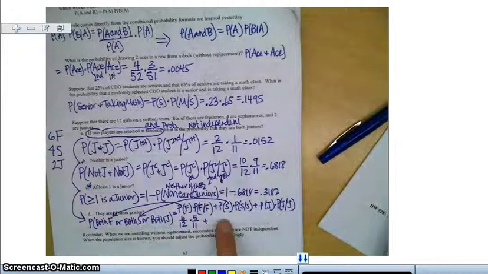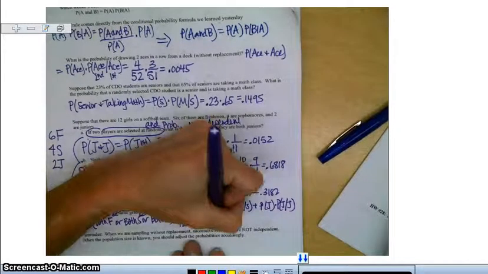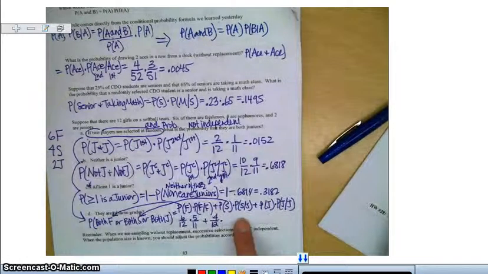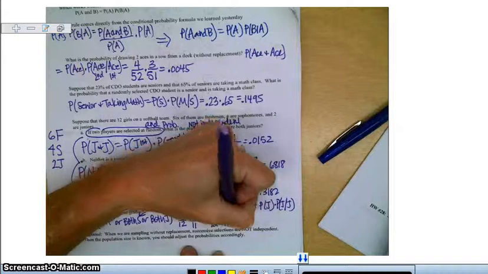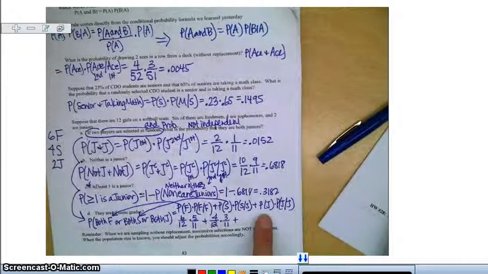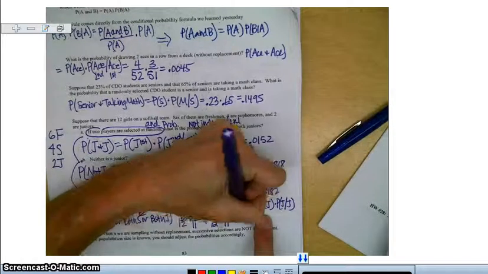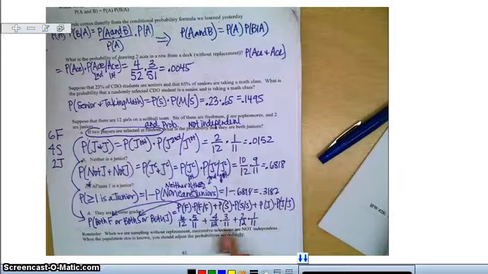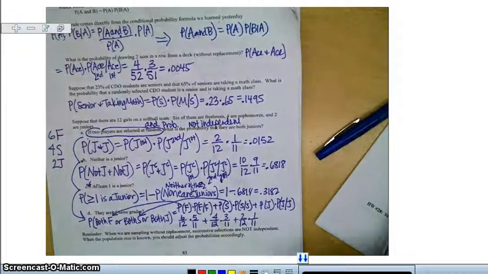Plus the probability of getting a sophomore would be 4 out of 12, times the probability of getting a sophomore second would be 3 out of 11. Plus the probability of getting a junior first would be 2 out of 12, times a junior second is 1 out of 11. So now we're just going to take 6 divided by 12 times 5 divided by 11 plus 4 divided by 12 times 3 divided by 11 plus 2 divided by 12 times 1 divided by 11.